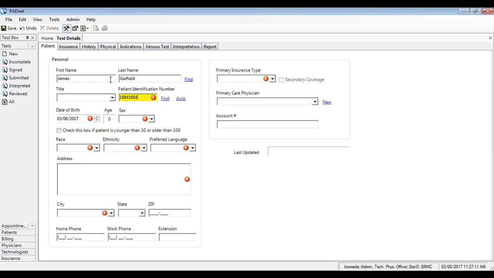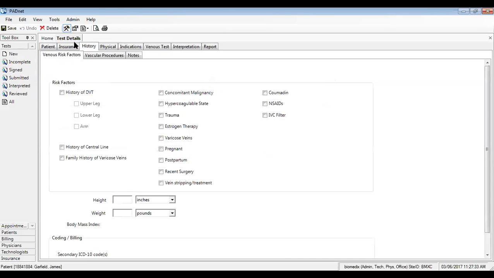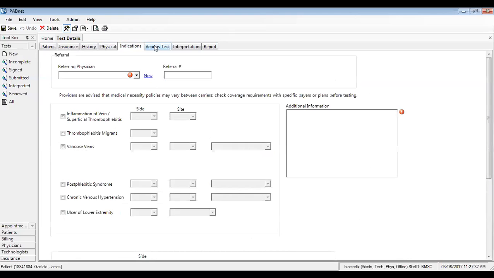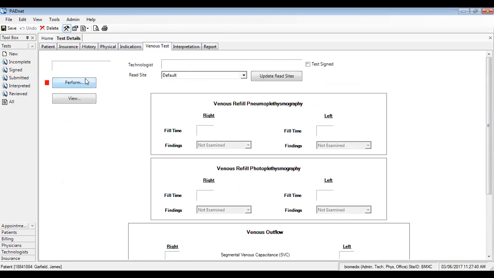The only 3 fields that you need, this is a screening protocol and not a test. So generally speaking, there's a lot of required information here that we're just going to bypass. We're going to list this as a screening. We're going to enter the patient's first and last name with the patient's ID number, which is going to allow us to skip the insurance, the history, the physical, the indications, and then go on to the venous test.